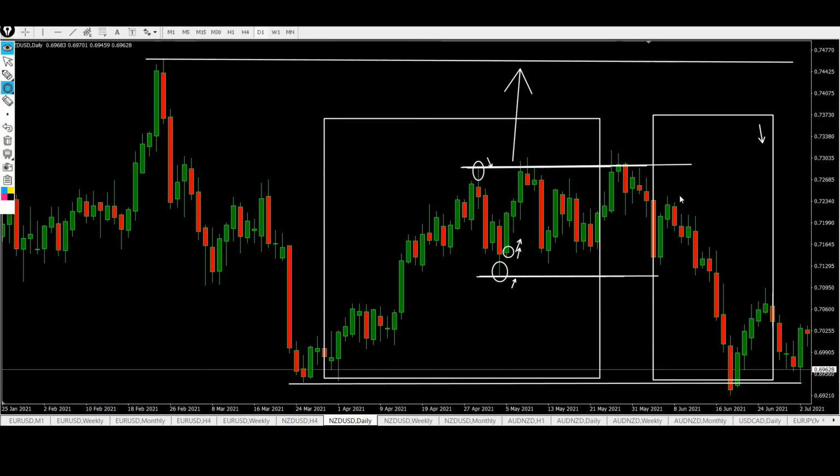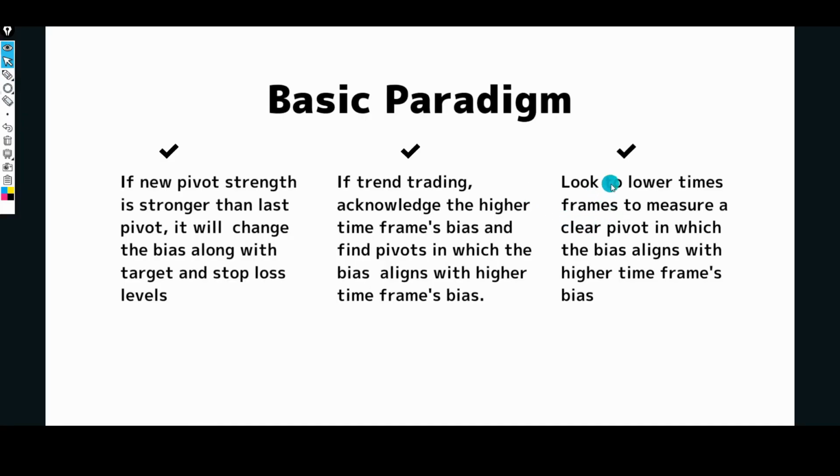However, as you can see, there are no pullbacks in this area that give us an opportunity to measure the future short strength and long strength. All right, so that brings me to number 3. Let's go back to the PowerPoint. Okay, number 3. Look to the lower time frames to measure a clear pivot in which the bias aligns with the higher time frame's bias.